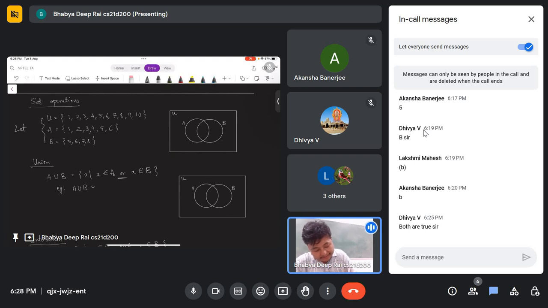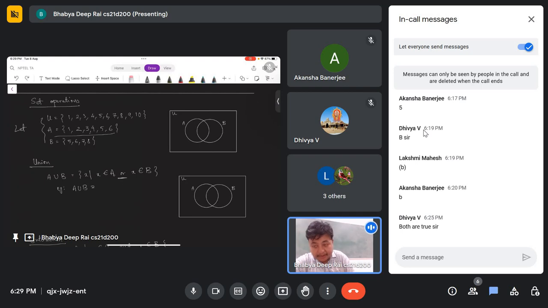Now let us say this is my universe. My universe is all natural numbers, assuming natural numbers start from 1, or all positive integers, until 10. And what is A? A is 1, 2, 3, 4, 5, 6. And what is B? B is 5, 6, 7, 8.